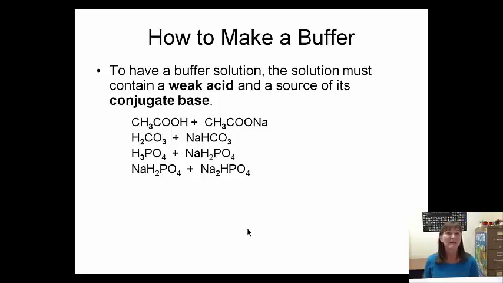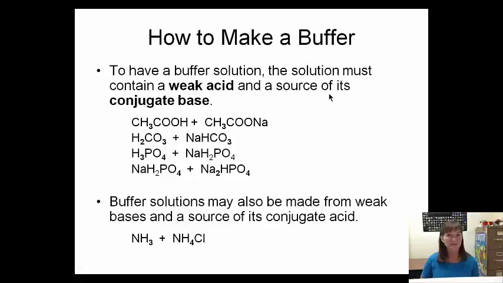So how do we make a buffer? To have a buffer solution, the solution must contain a weak acid and a source of its conjugate base. This throws people off when I say a source of its conjugate base.